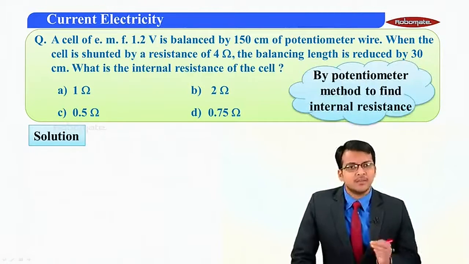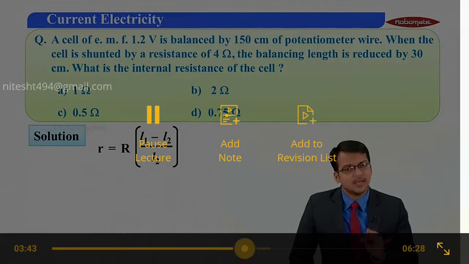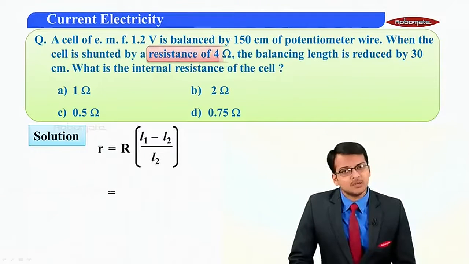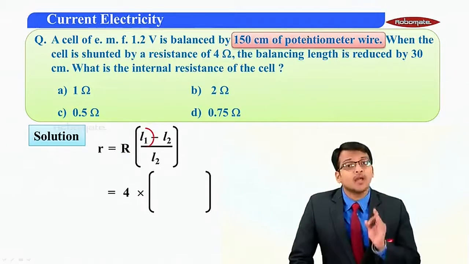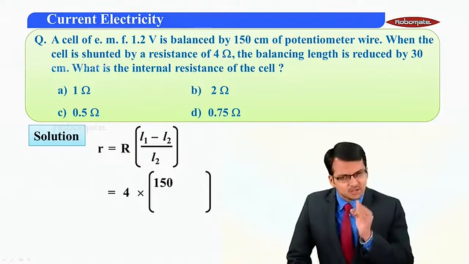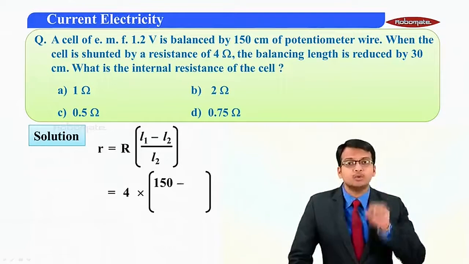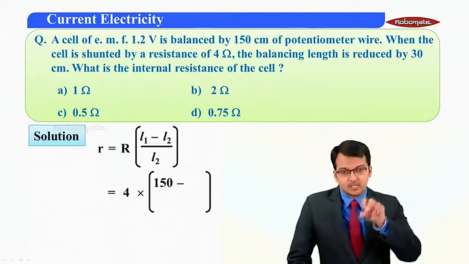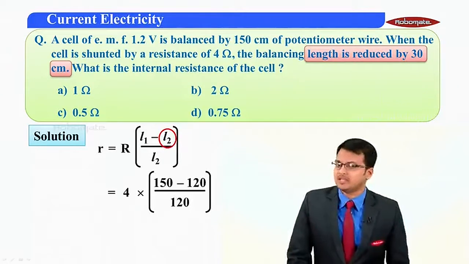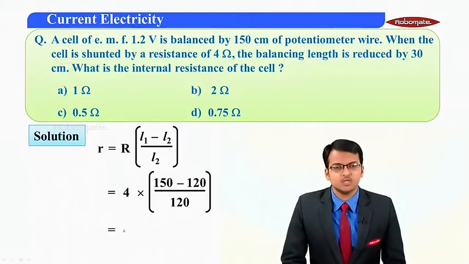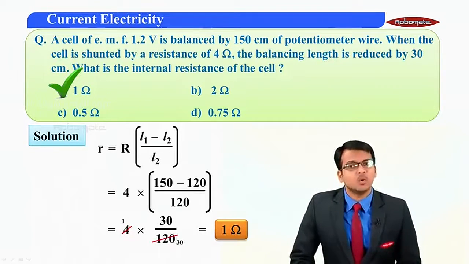By the potentiometer method, to find the internal resistance, R is given as R into L1 minus L2 upon L2. R is given to us as 4 ohms this time. L1 is given to us as 150 centimeter. The only thing of concern here is L2. If you take 30, then your answer will be wrong. The length got reduced, so if the actual length was 150 and 30 was reduced, the length was 120 centimeter. When you recalculate, you'll get the value to be 1 ohm.